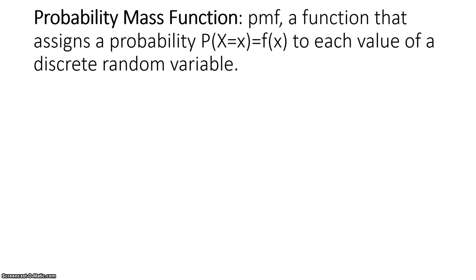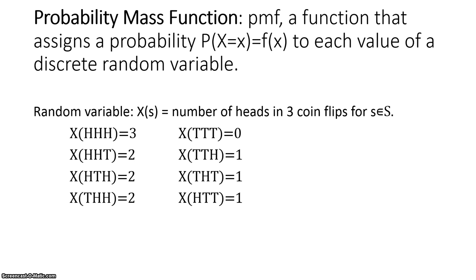A probability mass function, we use the abbreviation PMF, is a function that just assigns a probability, f of x, little f of x, to each value that a discrete random variable takes on. If we have this discrete random variable, X of s, the number of heads in 3 flips of a coin for all the elements of the sample space, we can define it this way. We just count the number of heads. So when we describe the probability mass function, we're going to need to have the probability of each individual value that the random variable can take on.